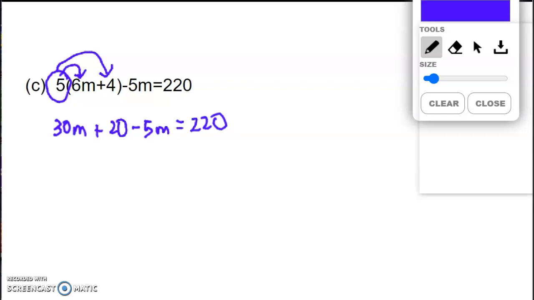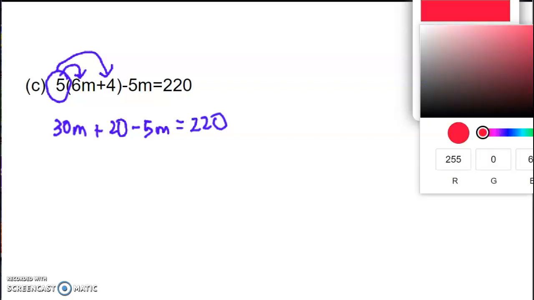Now we need to be combining like terms. Which are the like terms? Within one side of the equal sign, we see 30m plus 20 minus 5m. The 30m and -5m are like terms, so we need to combine those. 30 minus 5 is 25. So we have 25m plus 20 is equal to 220.